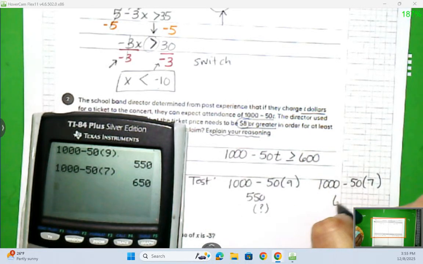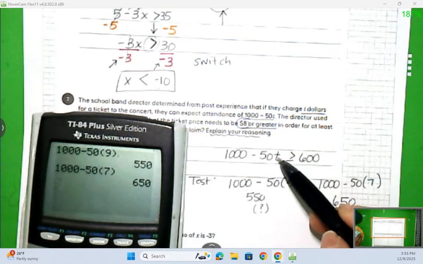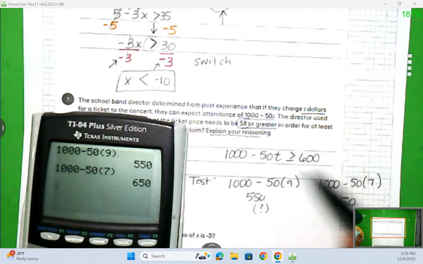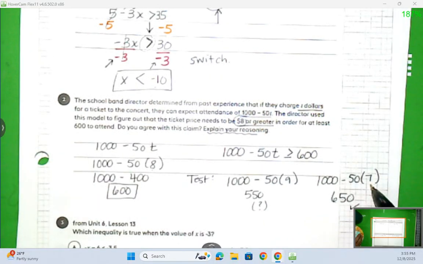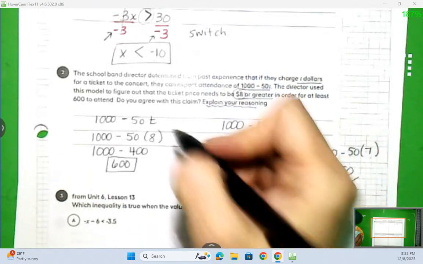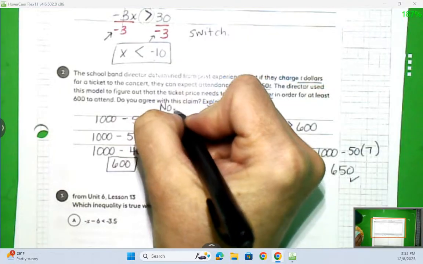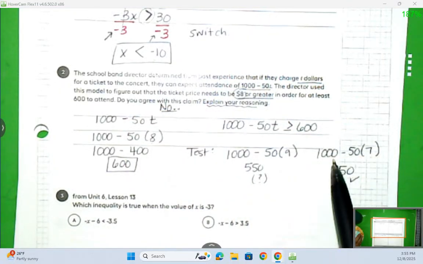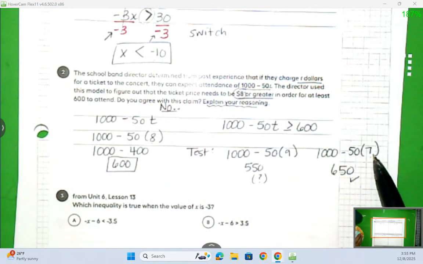All right, that's going to give me 650 people. So it seems like for this to work, I would want the ticket price to be cheaper. So no, we don't agree, because when we worked it out, we noticed that we have more people in attendance when the ticket price is less, which makes sense. If something is cheaper, more people are likely to go.